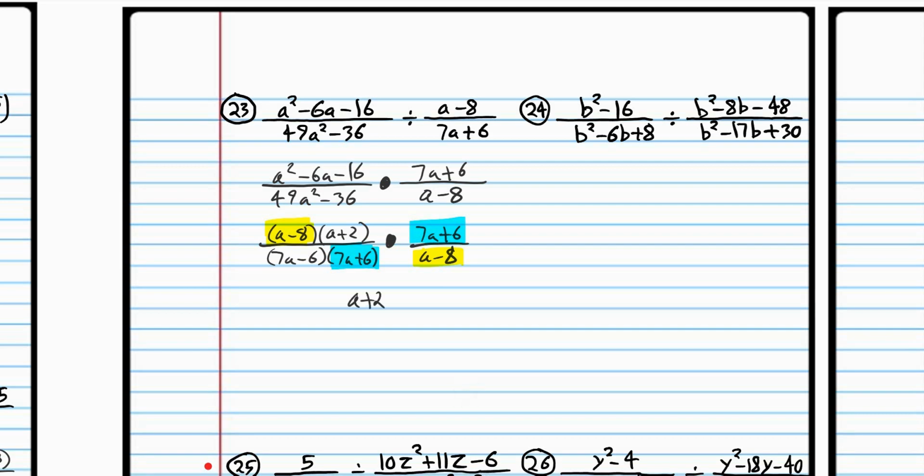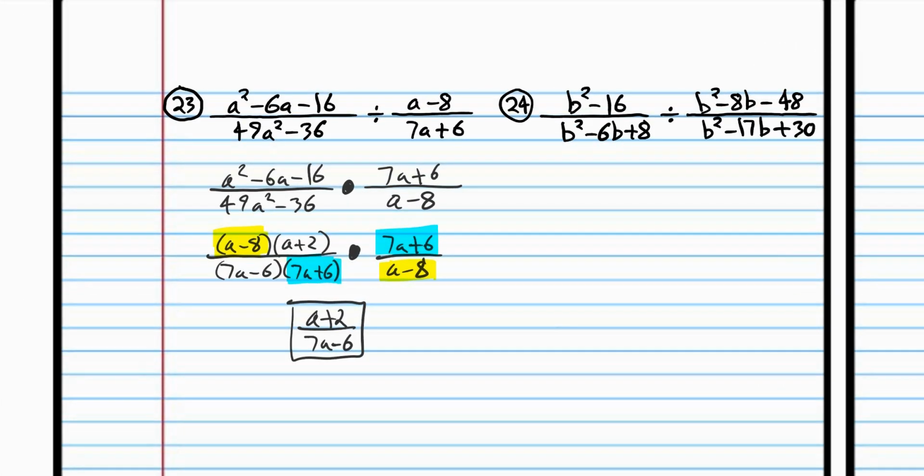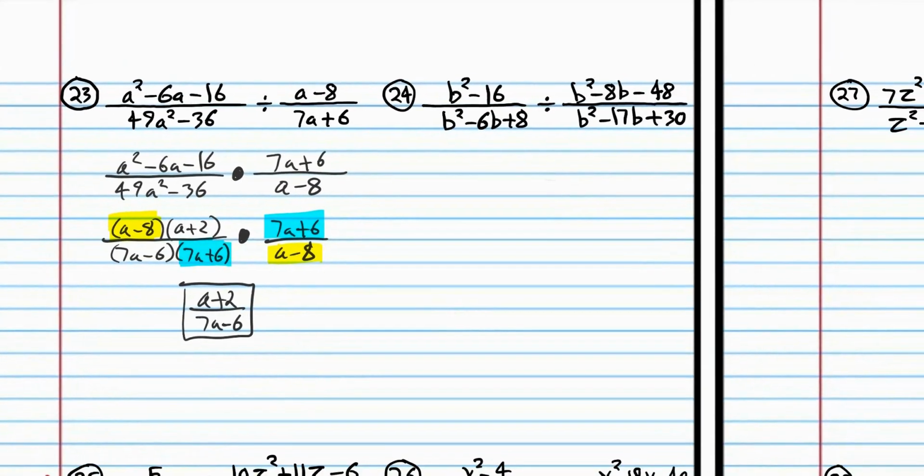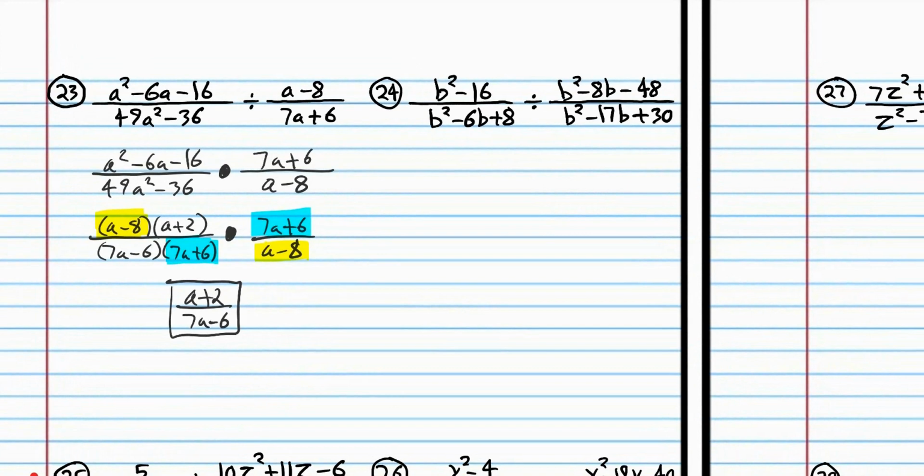And as usual, whatever's left over is the answer. But notice that I didn't put the 7a minus 6 in parentheses because there's nothing to multiply it by in the denominator. Everything else just disappeared. All right, so if you got that answer, good job. Try number 24, and when you're done, we'll do it together. All right, we're back.